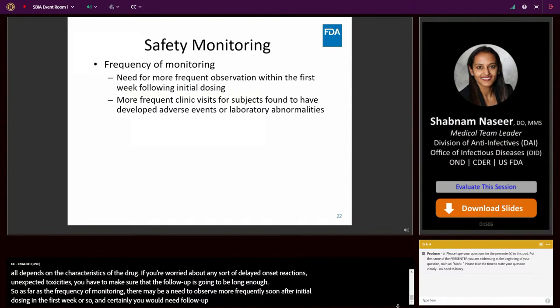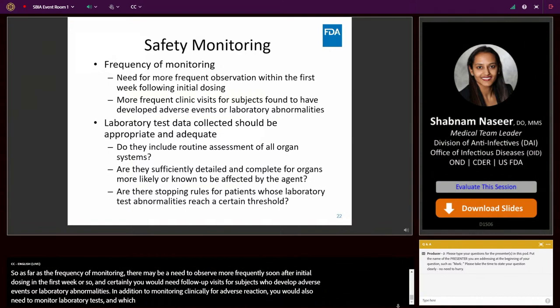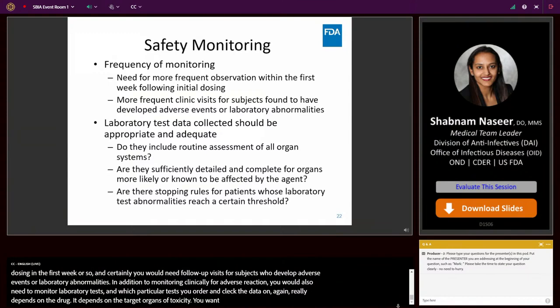or laboratory abnormalities. In addition to monitoring clinically for adverse reaction, you would also need to monitor laboratory tests, and which particular test you order and collect the data on, again, really depends on the drug, depends on the target organs of toxicity. You want to consider whether routine assessment of all organ systems in the laboratory tests is needed.